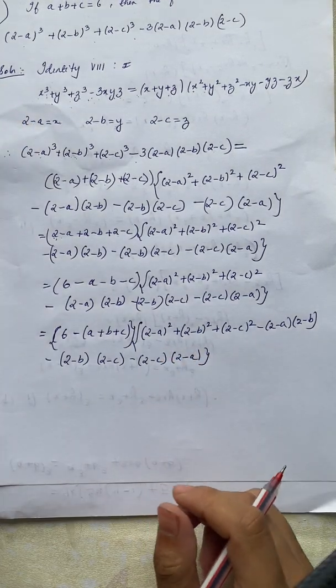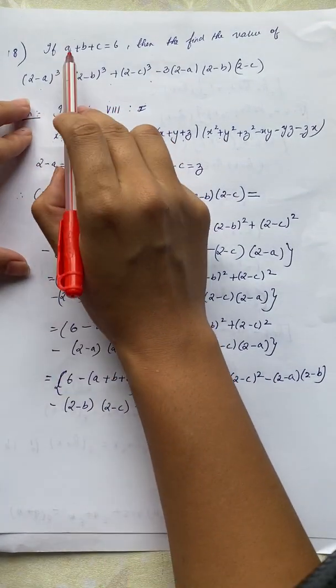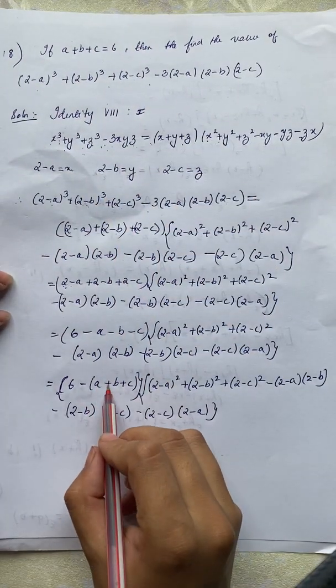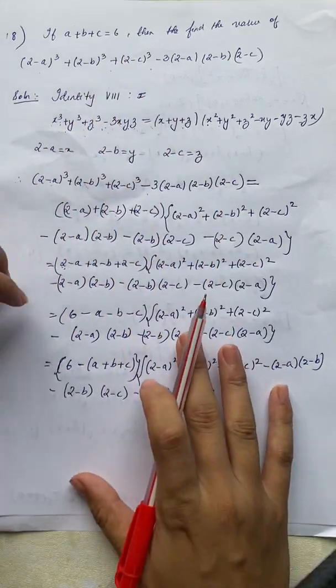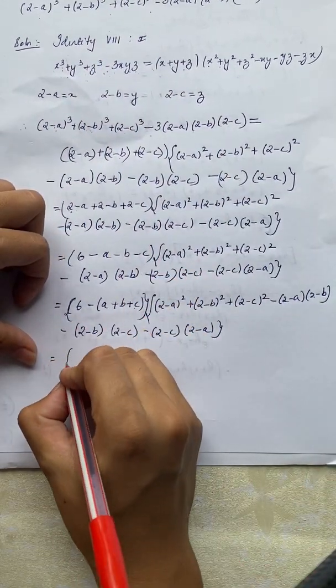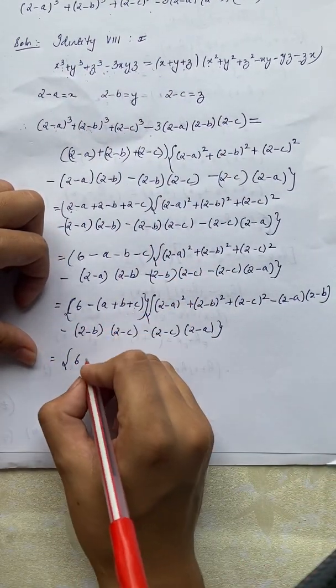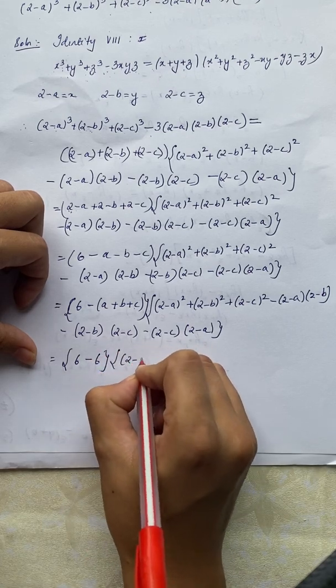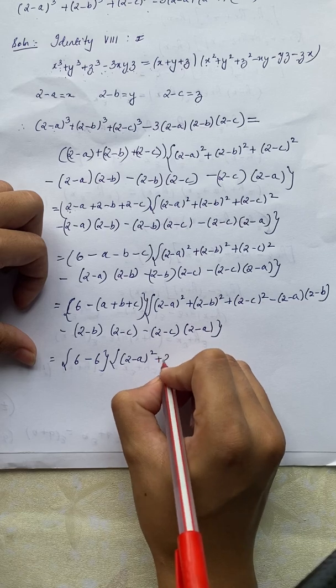Now I want you to go back to the question. What is a plus b plus c equal to? 6. What did we get here? a plus b plus c is equal to 6. That means I can substitute it here. 6, a plus b plus c is minus 6. Clear? So finally, very easily you can get the answer.